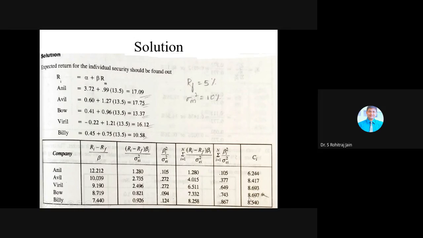So I will be taking only the stocks from Anil, Avil, Viril, and Bow. I will not take Billy. So this is my cutoff point. The moment I get the cutoff point, these four stocks will be in my portfolio. Then after that, I use the proportion of funds. How much should be invested in these four stocks? Using xi is equal to zi divided by summation of i is equal to 1 to n of zi.